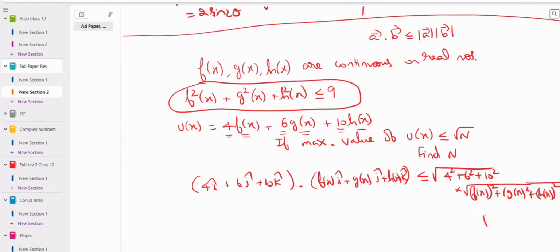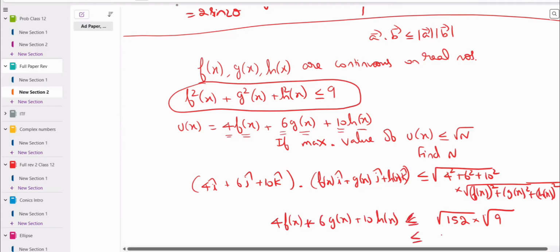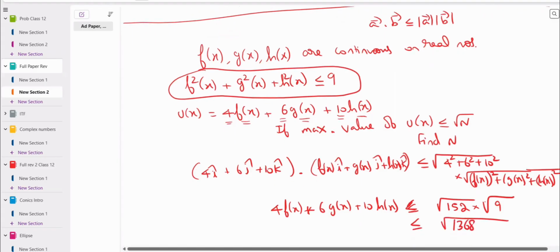So that being root of 9, and this will give you root 152. And this side we will get your question: 4 times f of x, 6 times g of x plus 10 times h of x less than or equal to this, and this is what they mentioned to you as less than or equal to root n. So 152 into 9: 150 into 9 is 1350, plus 18 gives 1368. So the value of n is 1368. That's it.